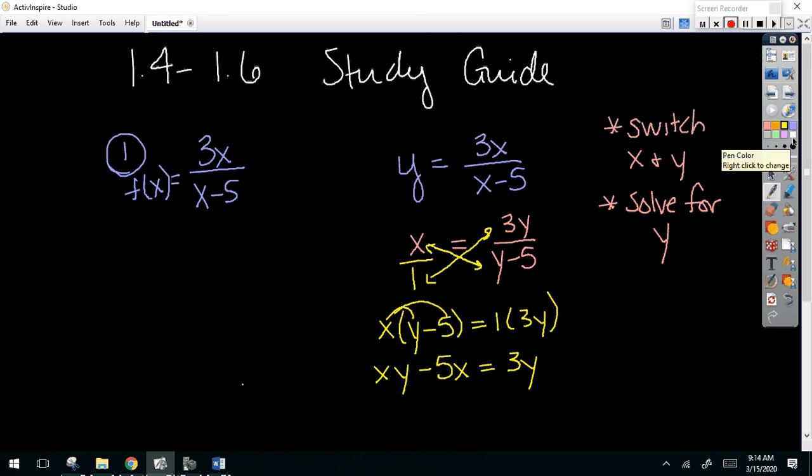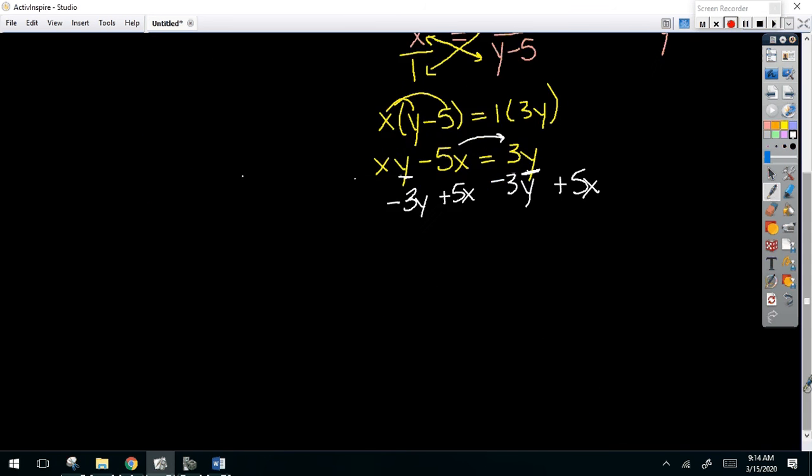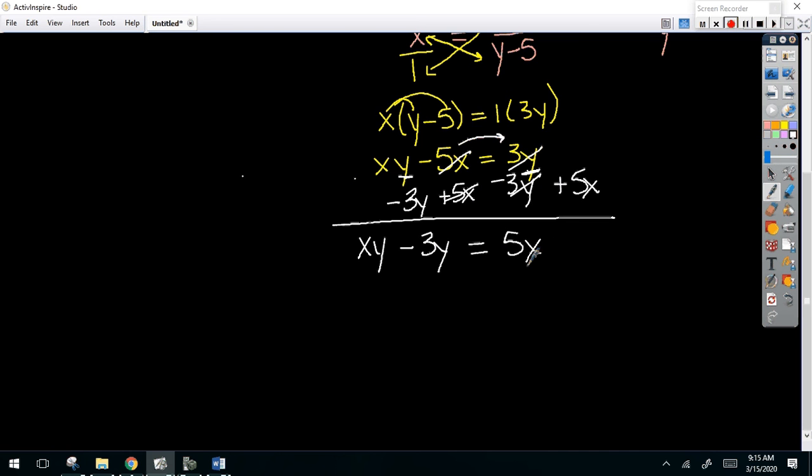So now, because y is the variable that I'm trying to solve for, I'm going to get those together on the same side, and I'm going to get everything else away from them. So I'm going to move the 5x, and I'm going to move the 3y. So subtract 3y on both sides, at the same time adding 5x. And so I have xy minus 3y. My 5x's cancel, my 3y's cancel on this side, and I'm left with 5x, okay?